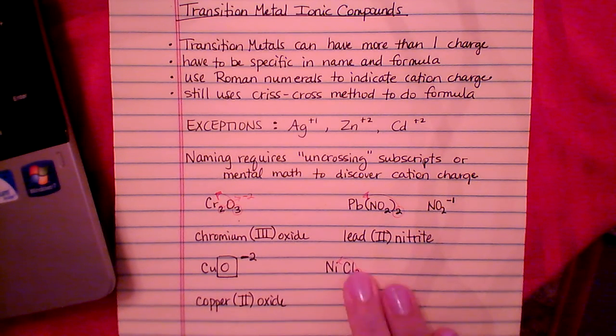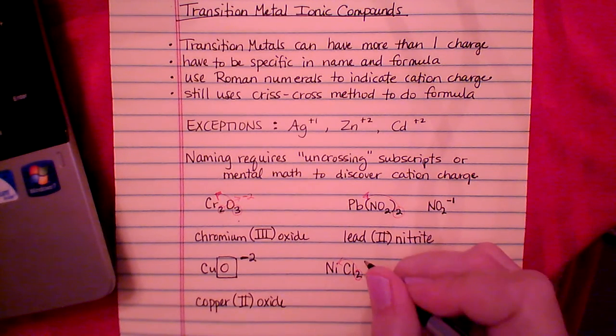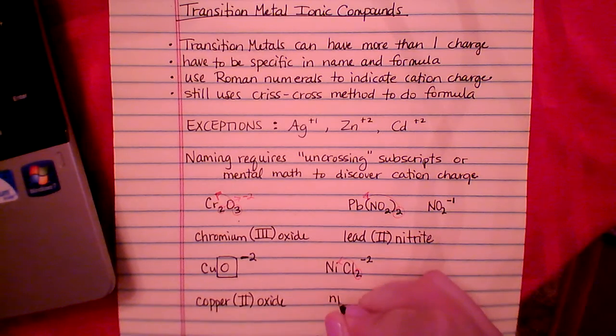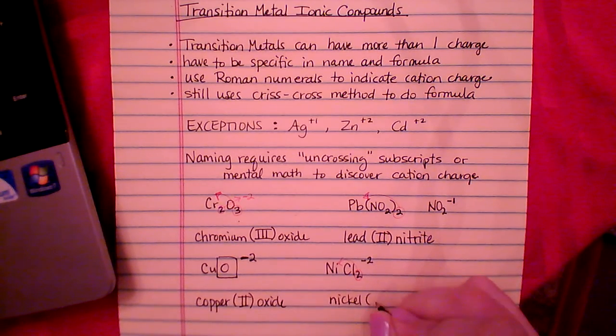So if I have two -1s here, that means I had a total of -2 charge. So what did your nickel have to be? It had to be a +2. So nickel 2 chloride.